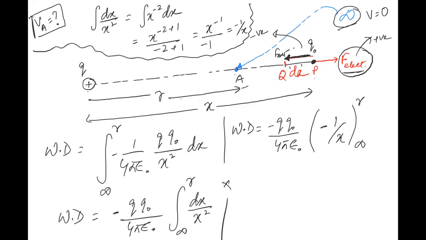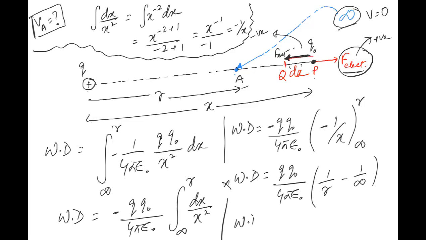This minus and this minus multiply to become plus. So it will become q naught upon 4 pi epsilon naught, and it will become positive. This is 1 upon r minus 1 upon infinity. And we know that 1 upon infinity is 0. So work done would be equal to q naught upon 4 pi epsilon naught r. This is the work done.